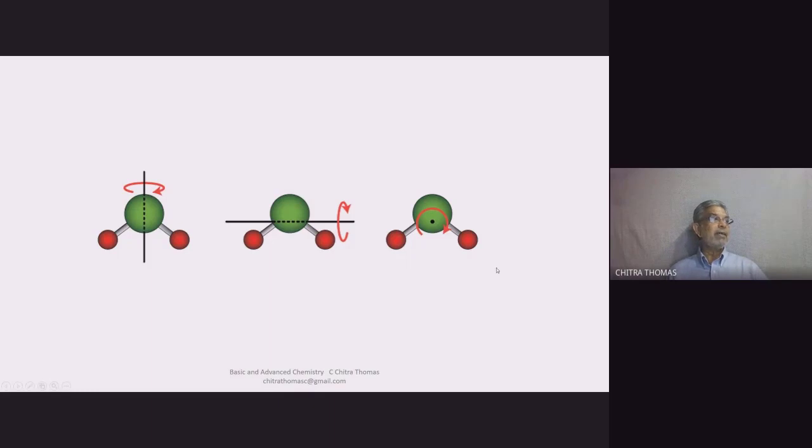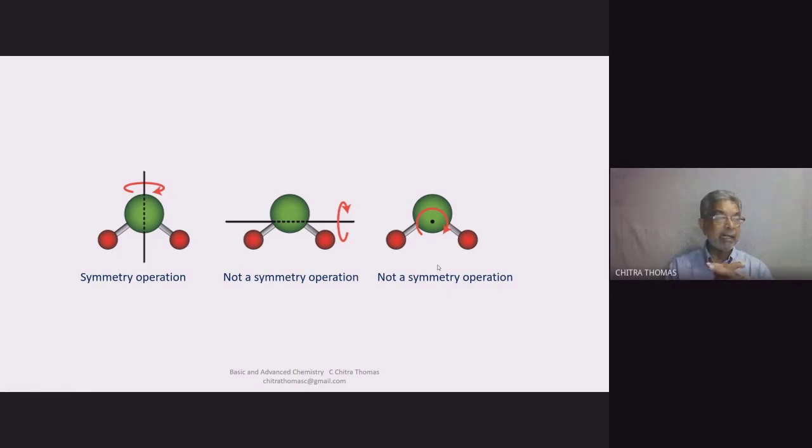Now, look at these. You tell me whether this is a symmetry operation. When you rotate it about this axis, these two will interchange. So this is a symmetry operation. What about this? These two hydrogen atoms will come here. So this is not a symmetry operation. Likewise, this is also not a symmetry operation. So the point I want to emphasize is that any molecule can be rotated about three mutually perpendicular directions. But all these rotations need not necessarily be the symmetry operations. So the symmetry operation will give an indistinguishable configuration.